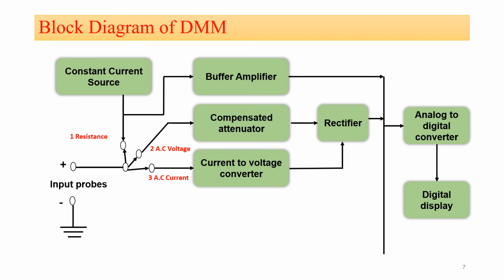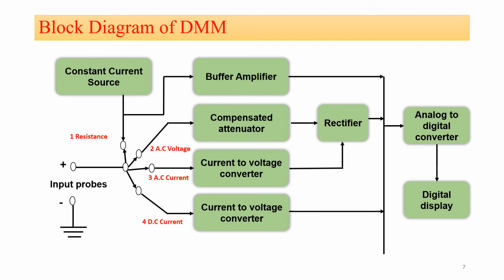Now why rectifier? Because as the input current is the AC current, our current to voltage converter, that is I to V converter, will convert AC current into AC voltage. So to convert our AC voltage into DC voltage, we will require the rectifier block. Then the output of our rectifier is applied to our analog to digital converter. Then analog to digital converter or ADC will convert analog voltage into digital voltage, and our digital display displays that voltage digitally. Now this is how to calculate the AC current.